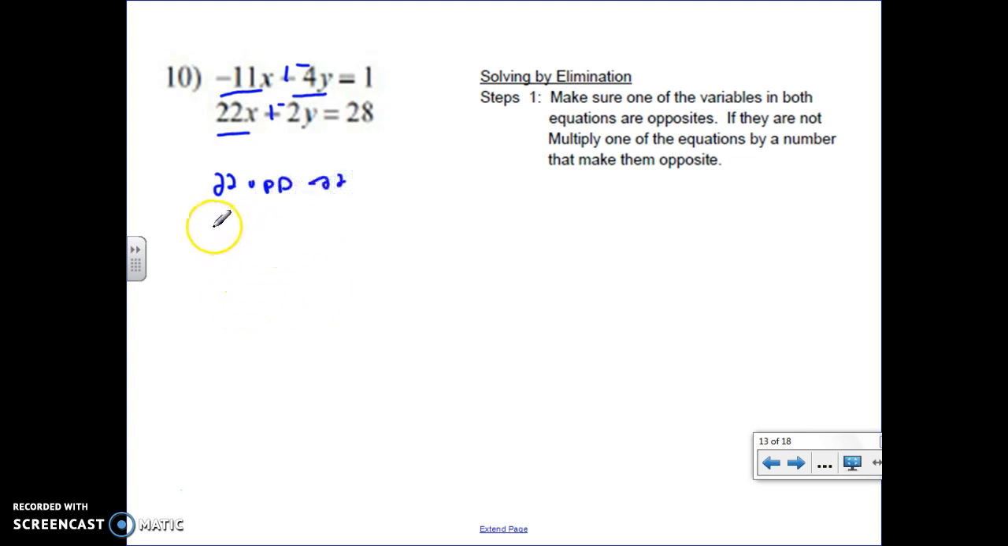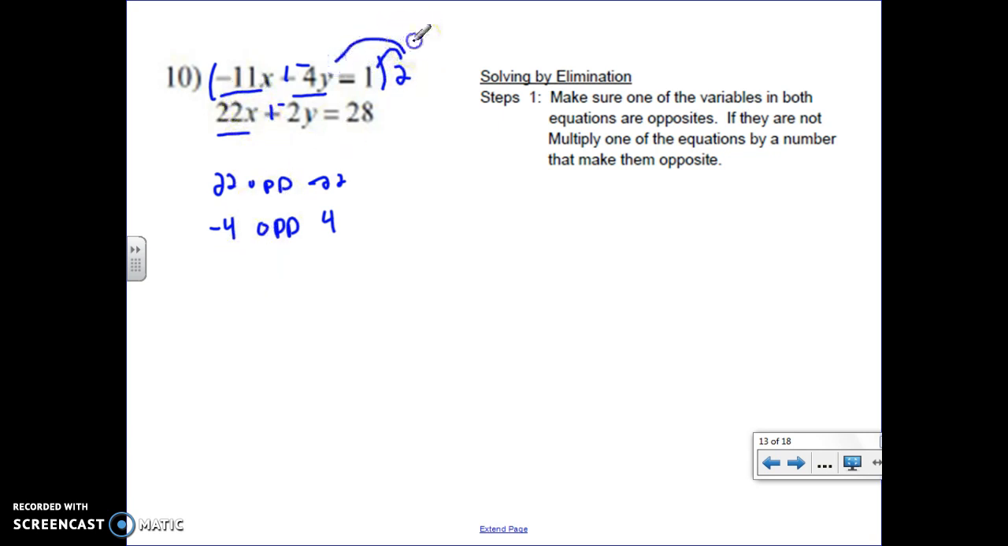And then if I look at negative 4, which is right here, the opposite is positive 4. So if I look at this, is there a way to make this negative 11 into a negative 22? And the answer would be yes. I can multiply this by 2, and that makes negative 11 into a negative 22. So that's what I'm going to do.